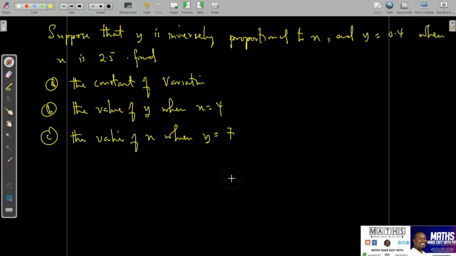My people, are we all here? Yes, please. Good. Please, I have a question to ask. Yes, please, I'm listening. Go ahead. Please, is it always that they will write in the question that the variables are inversely proportionate to each other or directly proportionate to each other? And if not, how do you identify?